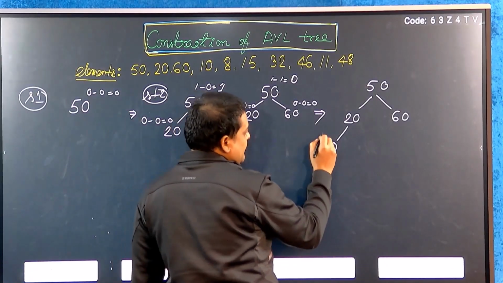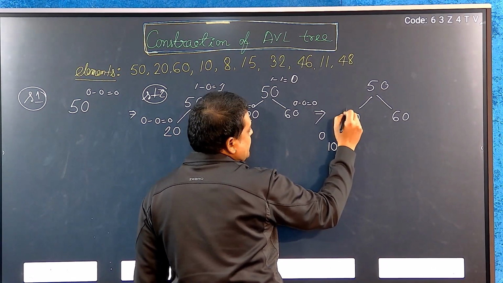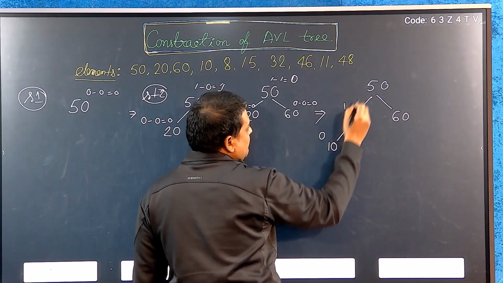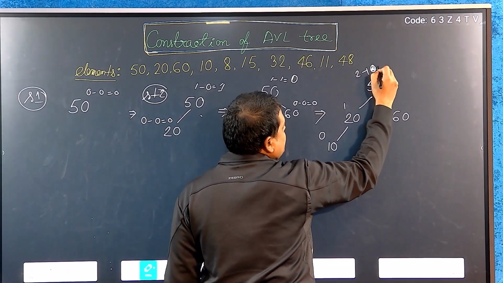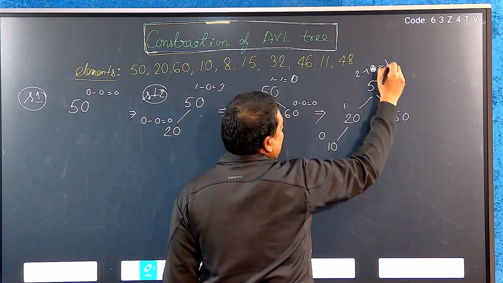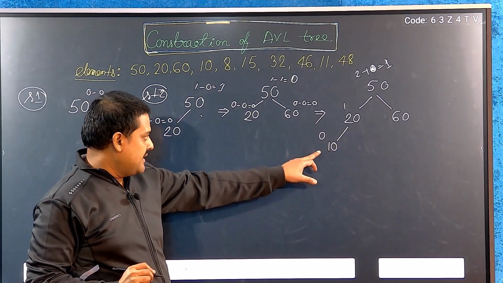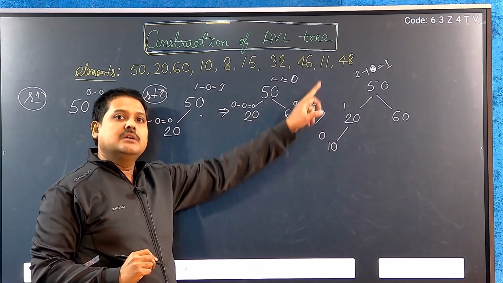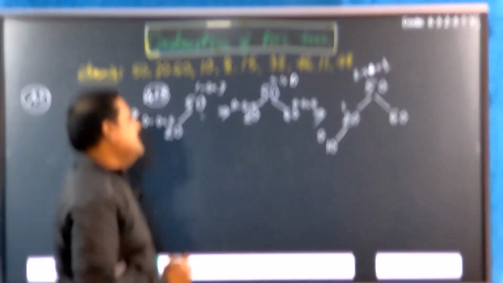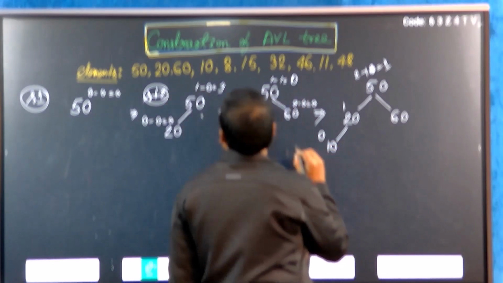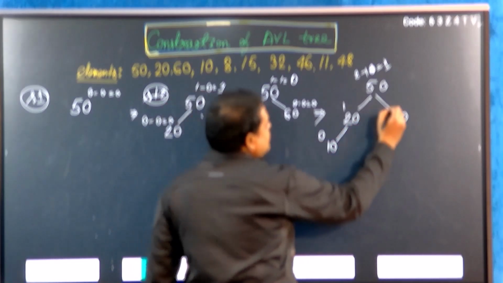For this the balance factor is 0, for this it is 1 minus 0, that is 1, for this 2 minus 0, and for this 2 minus 1, this is 1. For 60 it is not required. We will start from the newly inserted node, follow the path to reach the root, and in that path we will calculate the balance factor value, and this way we will continue. Then what element is there? 8 is there. Then we will insert 8.